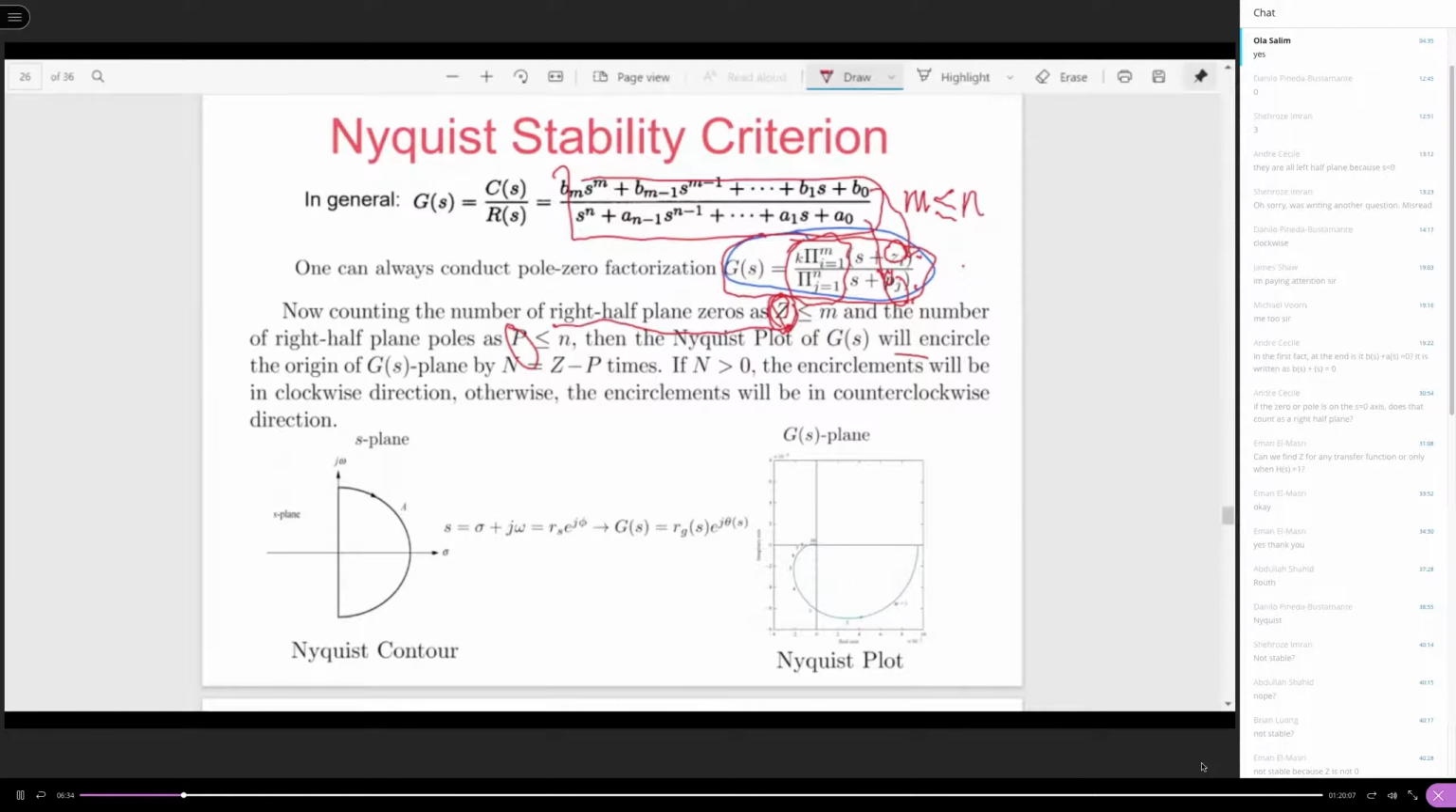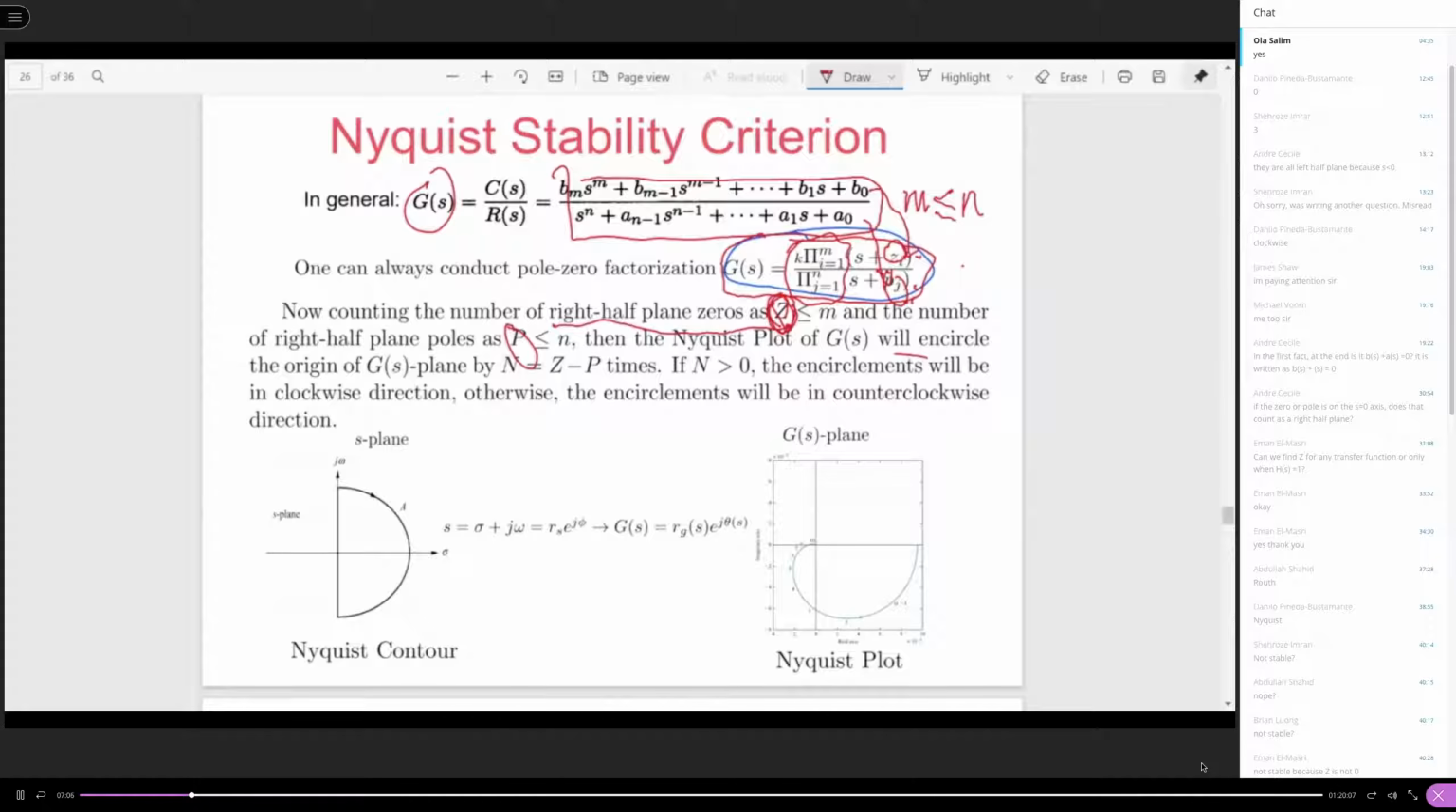So exactly this, the right half plane zeros will contribute a number that is Z. This represents that the Nyquist plot of G(s) is going to encircle the origin on the G(s) plane by Z times, and this is in the clockwise direction, right? Simply accumulate the results for the single zeros case.